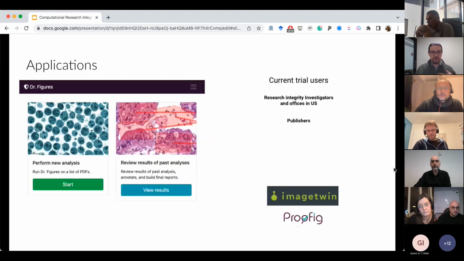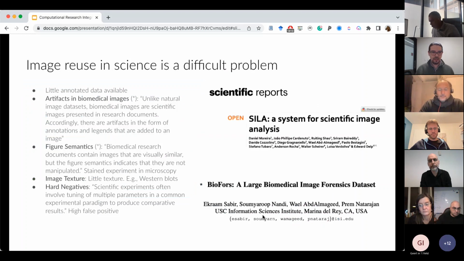And we developed a tool called Dr. Figures. It's currently being tried by investigators that do this to prosecute, but there are companies doing this, Image Twin, Proofig, and there are many media forensics tools out there that are free to use. If you send me an email, I can share those with you. But if you just Google free image analysis, you will find them.